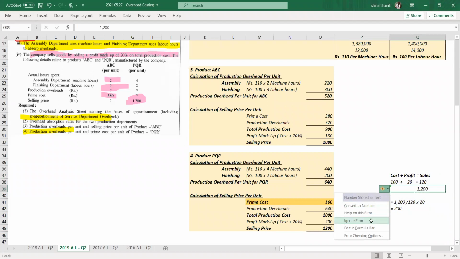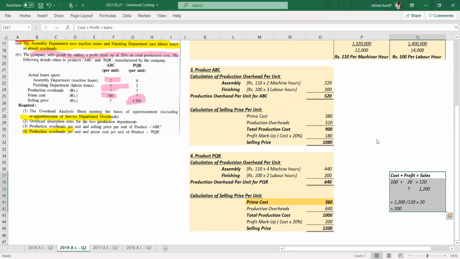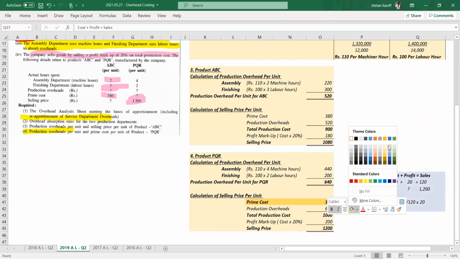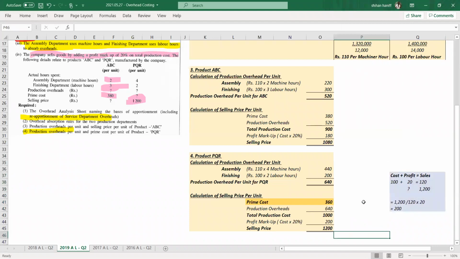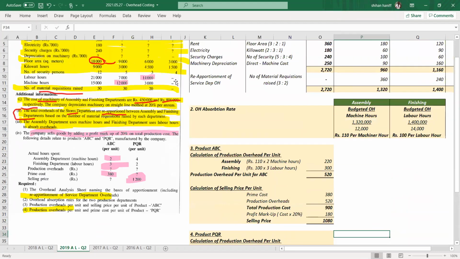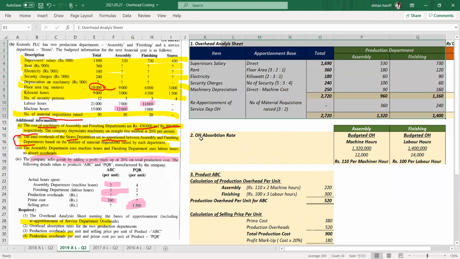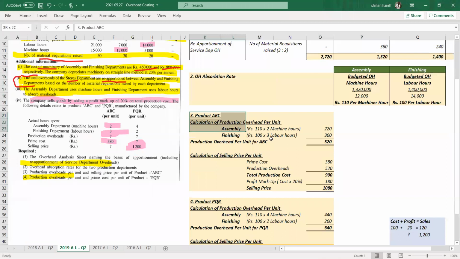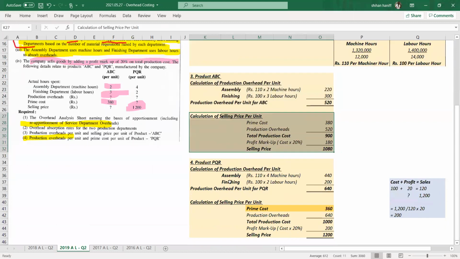I will explain this later. Okay. So this is the 2019 paper question number 2: overhead analysis sheet, absorption rate, calculating the production overhead and the selling price for two products. Is it clear?